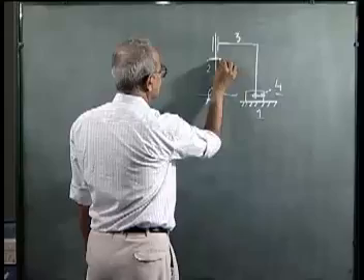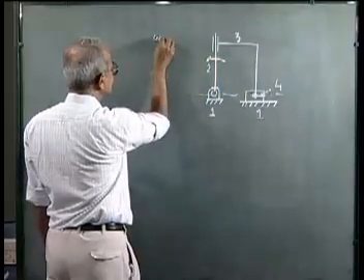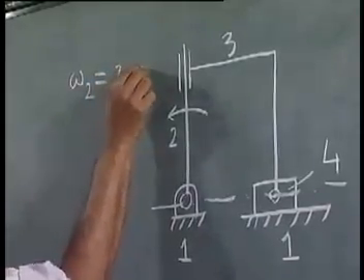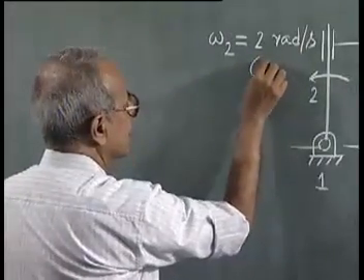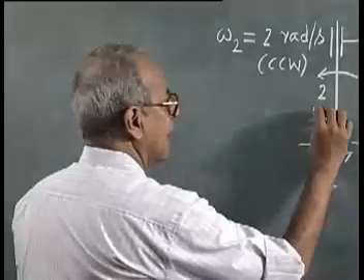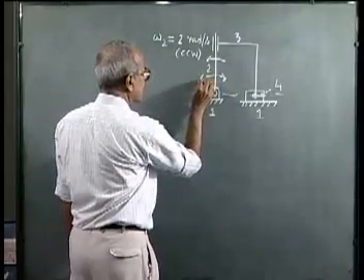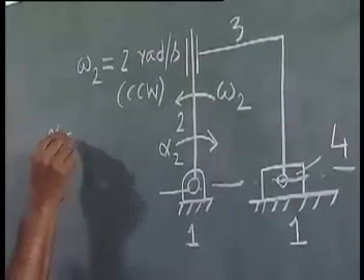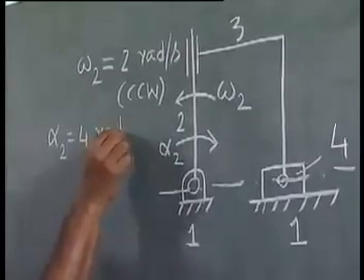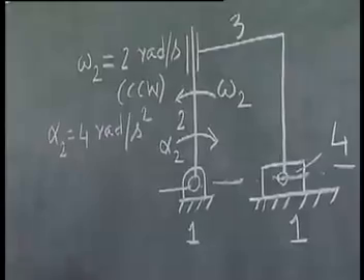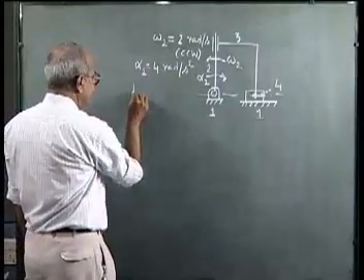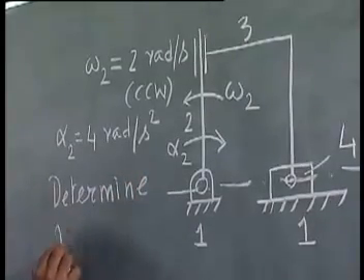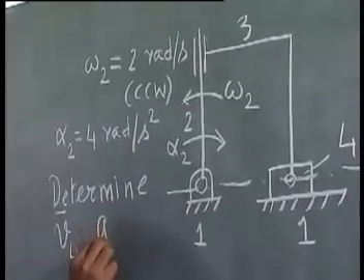Suppose we are given the input motion omega 2. I take some numerical values. Say omega 2 is 2 radian per second in the counterclockwise direction. And angular acceleration of the link 2 at this instant, alpha 2, is also given as 4 radian per second squared. The statement of the problem is: determine, with these input velocities and acceleration at this configuration, what is the velocity of the slider 4 and acceleration of the slider 4?